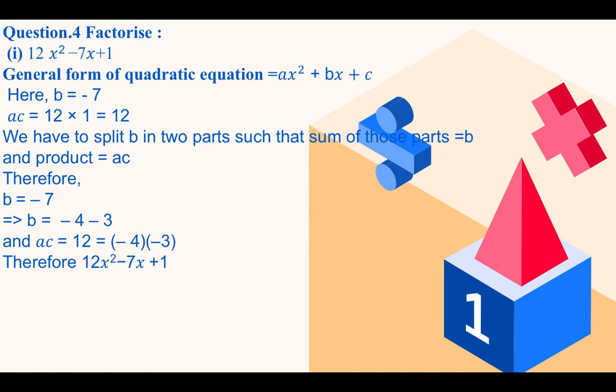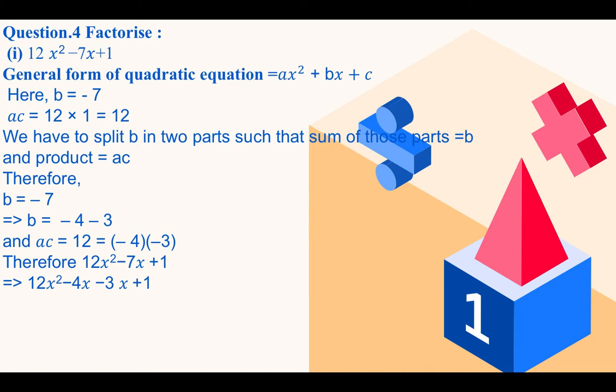So I can write this equation as 12x square minus 7x plus 1. I will split the middle term, and 7x can be split into two parts. What are the two parts? 4x and minus 3x. So now we will do grouping like we have done in 8th class. Factorization by grouping. So again I will form the groups in this.